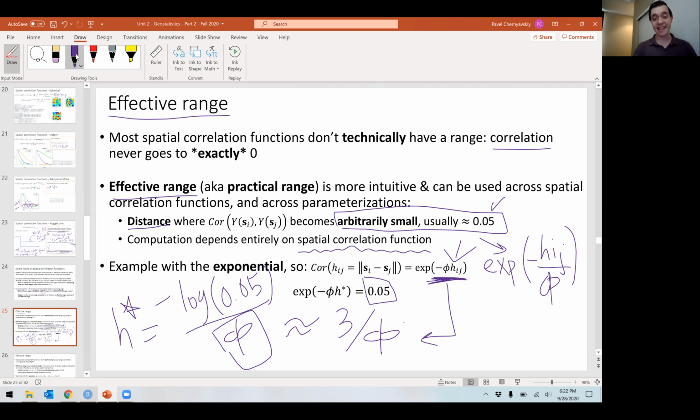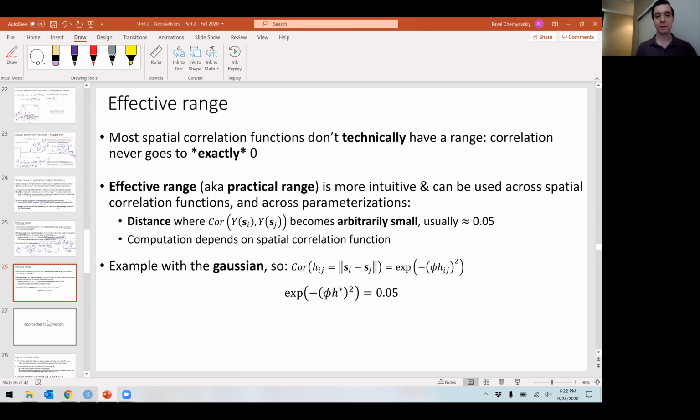But you can see again, and I keep harping on this because I know there are packages and I know there are software routines that parameterize it this way. Your intuition, your computation will be wrong. Please be sure. When in doubt, solve it yourself. So let's try a different one. Every correlation function will have its own effective range.